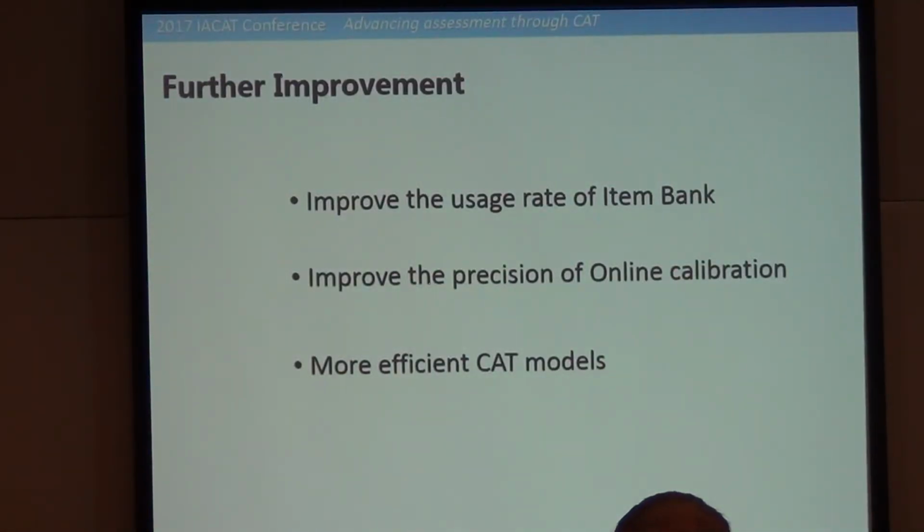For further improvement, we have to make efforts to make it better. This is the first version. We have to firstly improve the usage rate of the item bank. The usage rate of the item bank is not high, it's just about 50%. The second, we have to improve the precision of online calibration. And lastly, we want to look for more efficient CAT models to decrease testing time further. So this is a presentation about the product we made, a web-based CAT. Thank you.